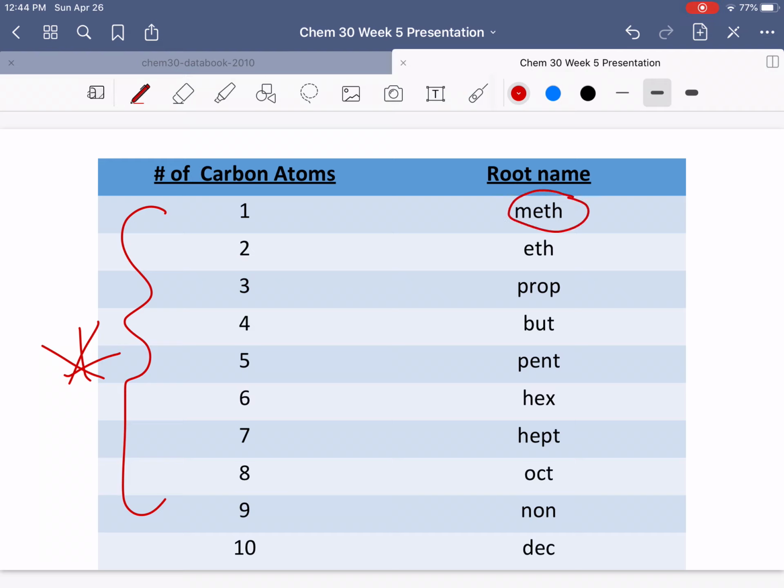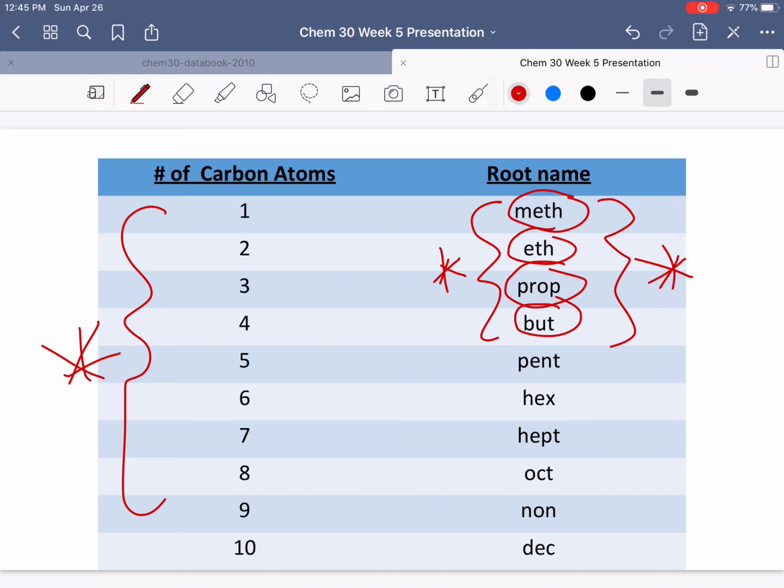You haven't seen that before. So meth means 1. Eth is unfamiliar, meaning 2, right? And then prop is kind of weird, meaning 3. And then going into but, for 4. But after that, look at the familiarity of these. Pent for 5, hex for 6, hept 7, oct 8, non 9, dec 10. Those are all very familiar prefixes. These 4 are a little bit strange, and you'll have to get used to them.